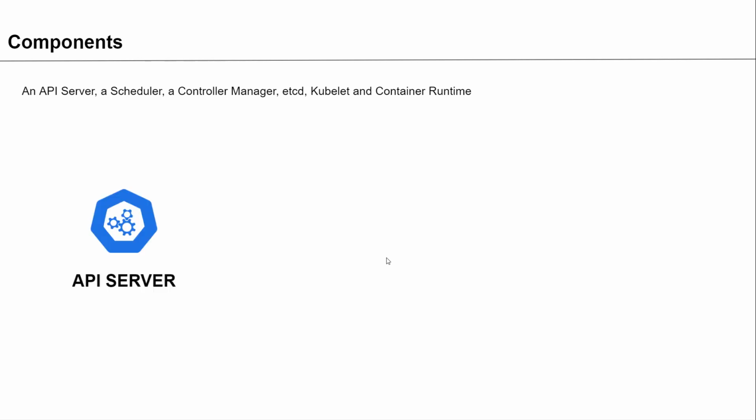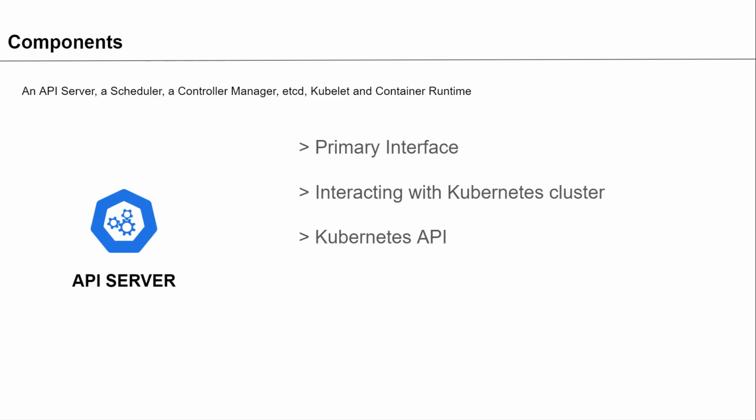So let's move to the components of Kubernetes. When you install Kubernetes, you install the following: an API server, a scheduler, a controller manager, etcd, and then kubelet, and lastly container runtime. So let's talk about it one after the other. Let's first talk about the API server. The API server is the primary interface for interacting with the Kubernetes cluster. It exposes the Kubernetes API, which allows users and external systems to communicate with the cluster.